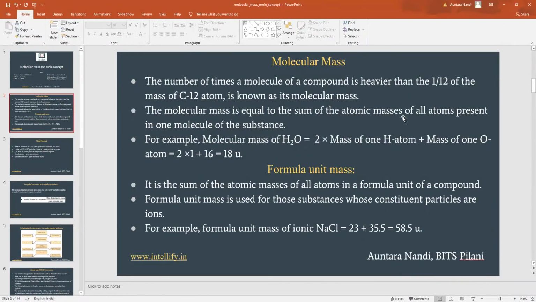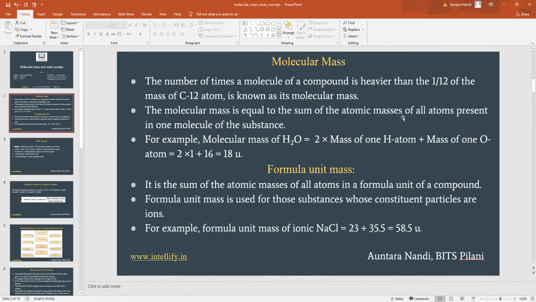For example, let's take the molecular mass of H2O, which will be 2 times the mass of one hydrogen atom plus the mass of one oxygen atom, that is 2 into 1 plus 16, which becomes 18 atomic units.